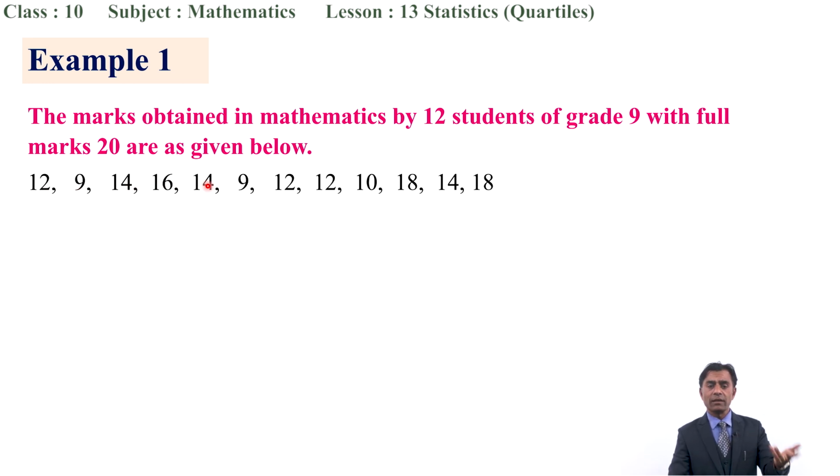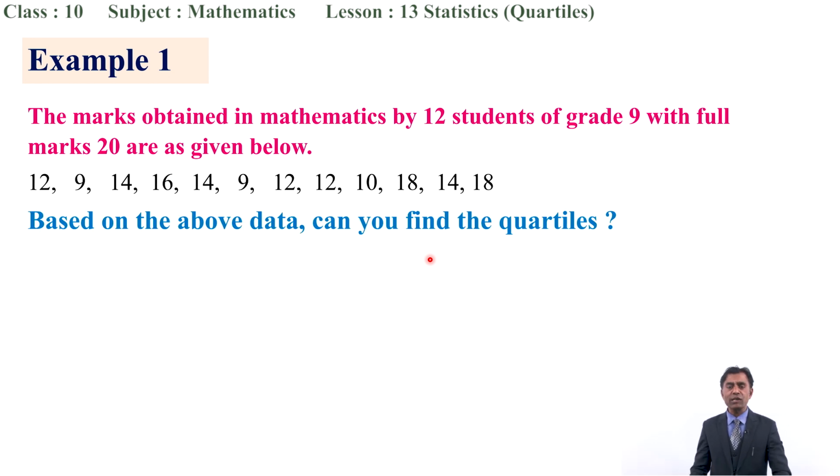Now the students who obtained 14 marks are 2. We got 2 students getting 14 till here. 9 is repeated again, 12, 12, 2 students obtained 12, and 10, 18, 14, 18. So the given data is not arranged in ascending or descending order. Randomly the marks are written here. If we have to find quartiles, whether first, second or third quartile, we must arrange the given data in ascending order. Now, based on the above data, can we find the quartiles?